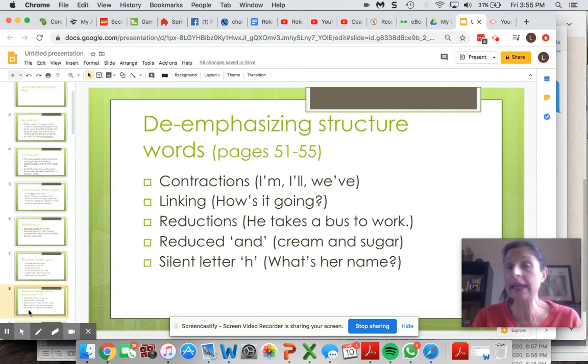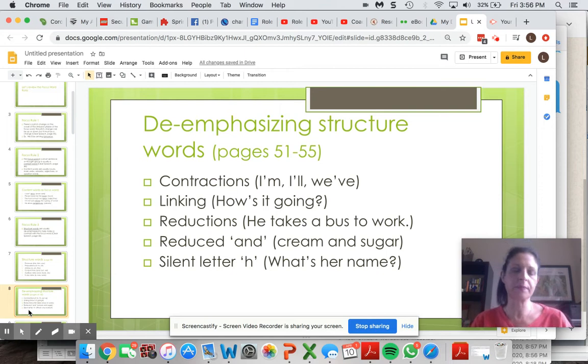Linking: how's it going? I don't say, how is it going? I say, how's it going? Reductions, that's when you take a long, clear vowel and you reduce it to kind of a schwa sound. He takes a bus to work.